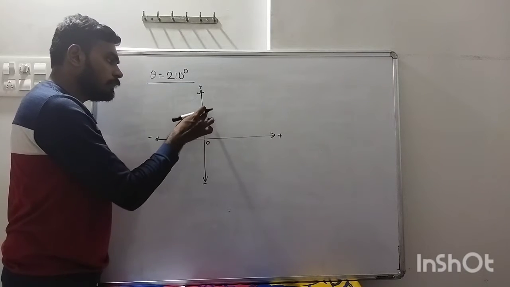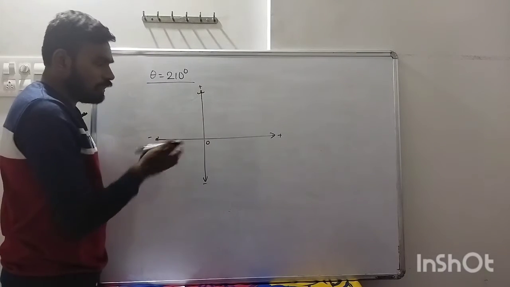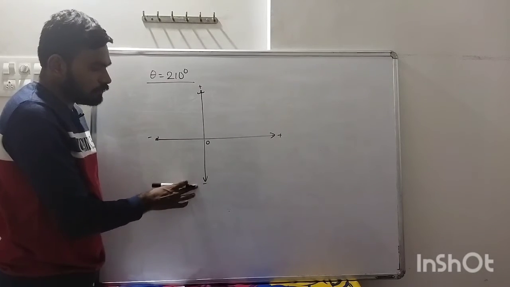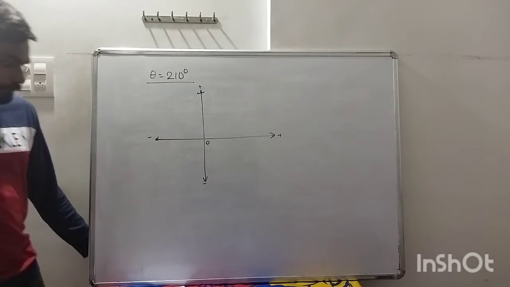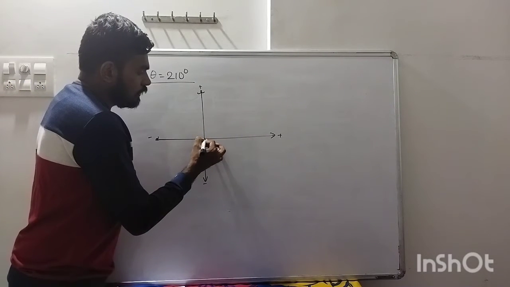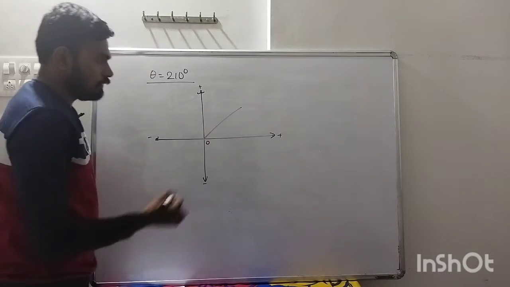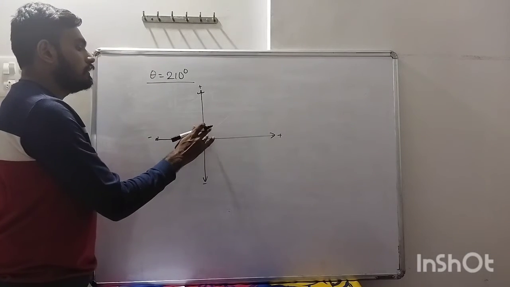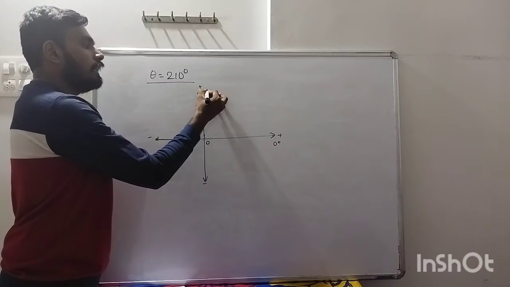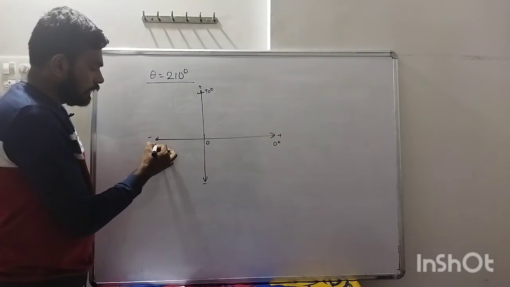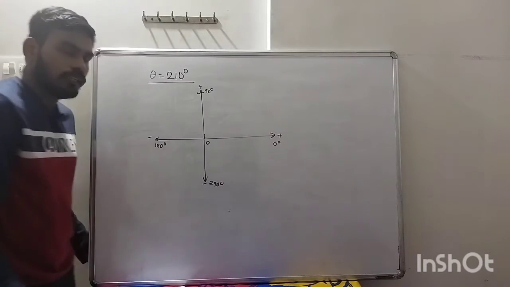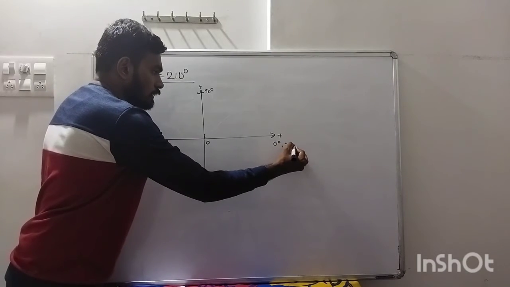Then this is positive as well: 1, 2, 3, 4. That's why I put plus here. Minus 1, minus 2, minus 3, minus 4, so minus here. Next, I draw a line here. This is 0 degree, this will be 90 degree, this is 180 degree, this is 270 degree, and this is again 360 degree.